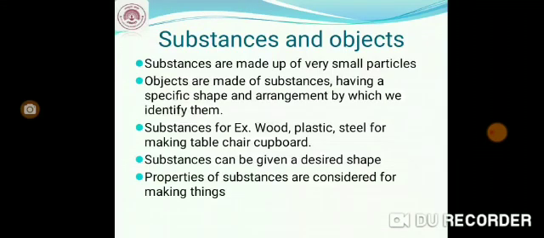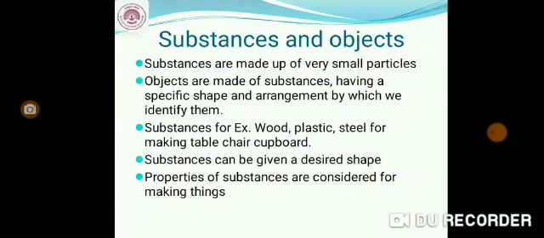Substances and objects. See, all the substances around you are made up of very small particles. Okay, objects are made of substances. What objects? Like the chair, the table and the cupboard that we saw. These are all objects which are made up of specific substances like wood, plastic or iron, having a specific shape and arrangement by which we identify them. We call a thing a chair because it has a specific shape, correct?